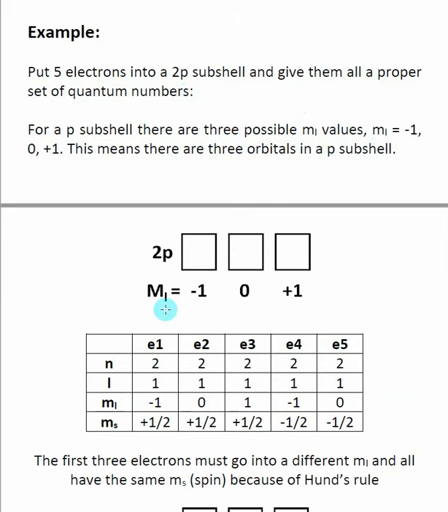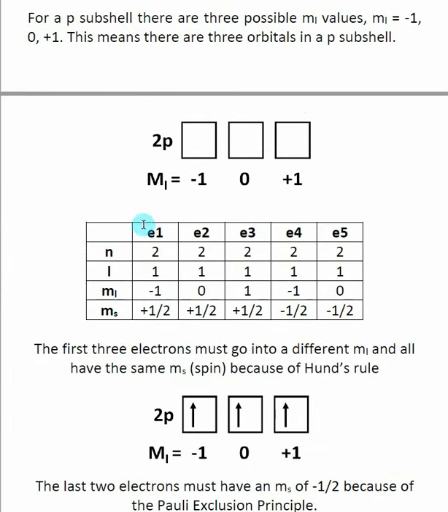So I like to draw a diagram, have 3 boxes, 1 for each m sub l value. Then I make a table here, a column for each electron, and a row for each of my quantum numbers. Remember, the first 2 quantum numbers, n and l, are very easy. They're given to us in the orbital designation here. We're playing around with a 2p subshell, so we know that the n value for all of my electrons is going to be 2, and that's given right here. Also, I know what the l value is for all of my electrons because we're dealing with a p subshell. So when we're dealing with a p subshell, the l value is equal to 1.